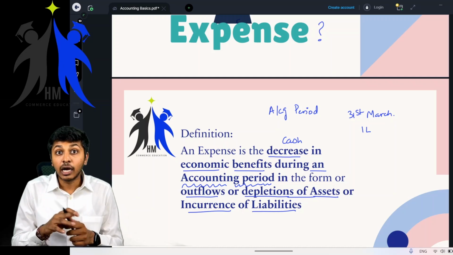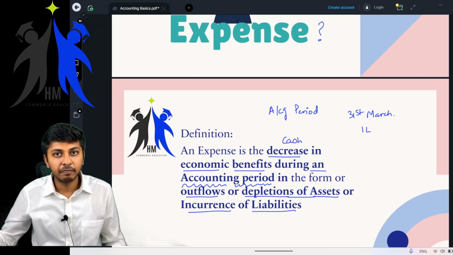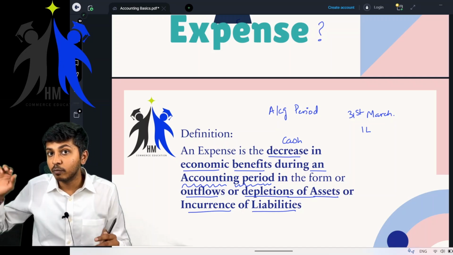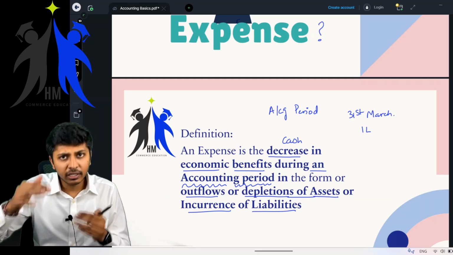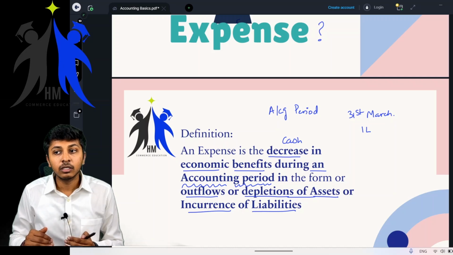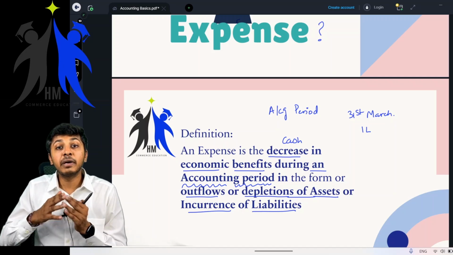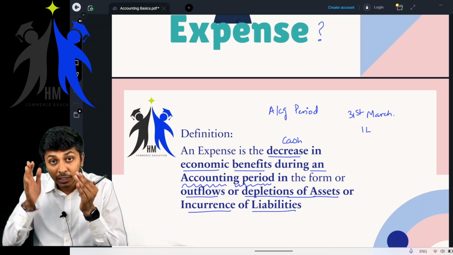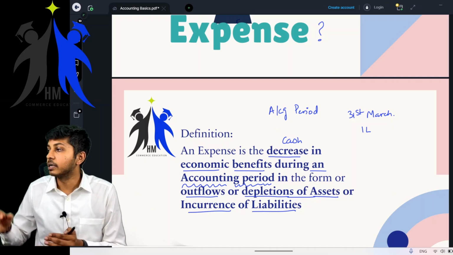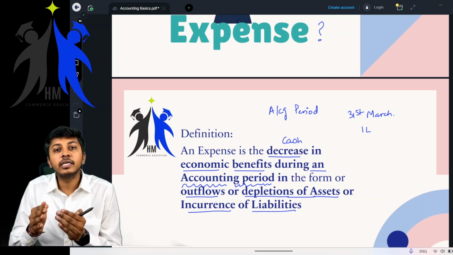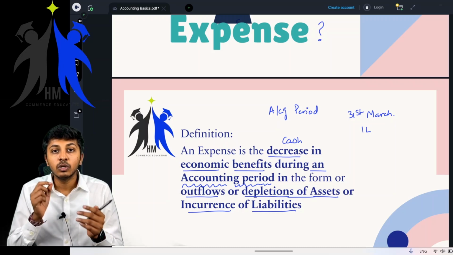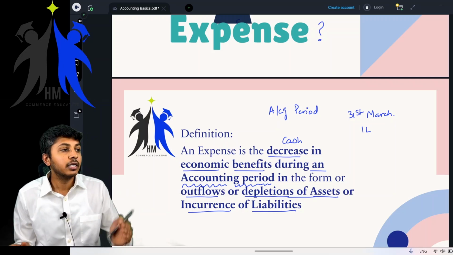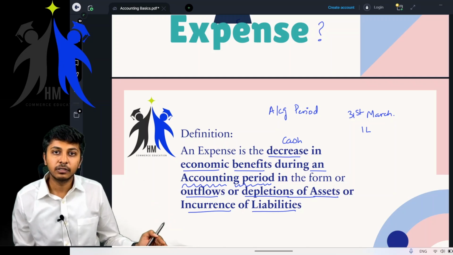If you have spent money on buying a car, of course, cash went out, assets decreased. Still, why will I treat that car as an asset? Because it's going to give me benefits for more than 1 year. If that benefit of the car is coming for only 1 year, 6 months, 7 months, then I have to expense that car off, correct? But a car will generally come for more than 1 year. So what we do, we treat it as an asset in the books. So that one accounting period is very important. If you've spent money on something which is not going to come for more than one accounting period, then you treat that particular thing as an expense. Clear?